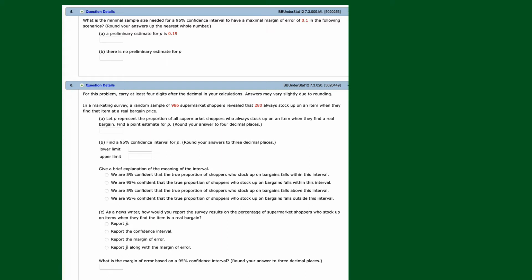We do have a formula for the sample size necessary for a proportion. It's a fraction, PQ, now those are the estimates for P and Q, times the critical Z value, that's what we're going to get from our confidence interval, squared over the error squared. So in part A, we are saying this preliminary estimate for P is 0.19, and we are running a 95% confidence interval.